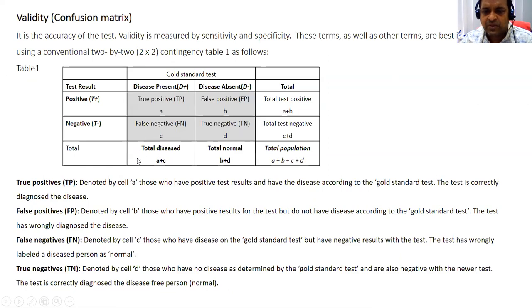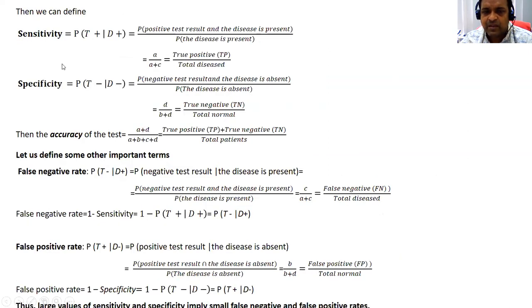So we get the total disease. Total disease, how many persons actually have it by the gold standard test? A plus C is the total disease, okay? And B plus D is the total normal. So this is the sensitivity.